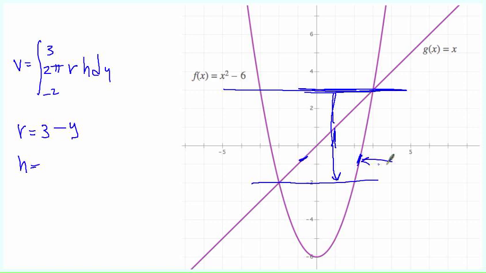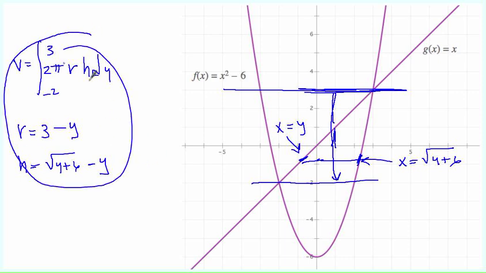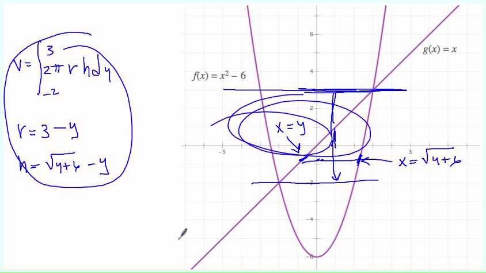So this y is, well, this x minus this x. This x is square root of y plus 6. This x equals y. So this is square root of y plus 6 minus the other y. So this is my integration part in this little part.